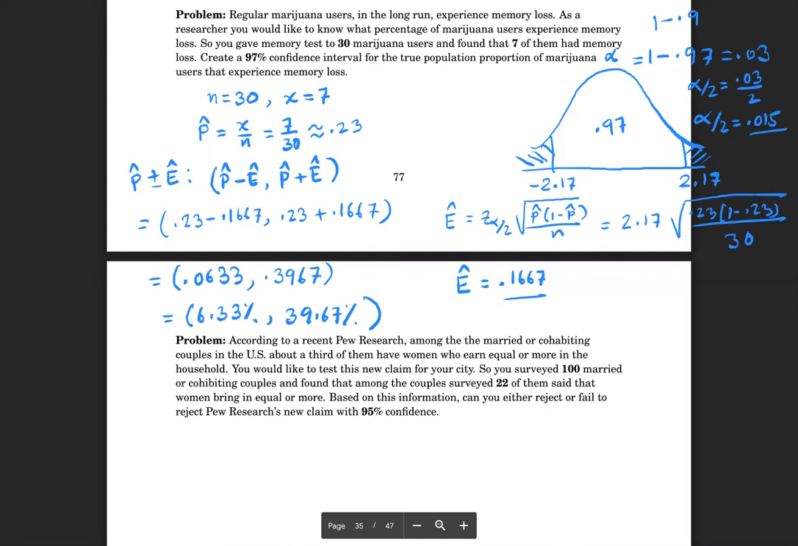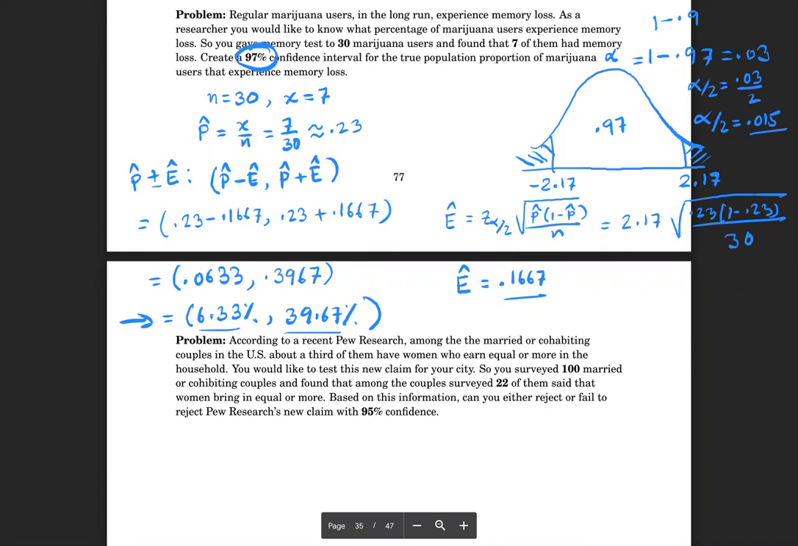We are 97% confident that the true proportion of marijuana users who experience some sort of memory issue, some sort of memory loss, falls between 6.33% and 39.67%. That's a pretty big range, by the way. The reason for this is that our confidence level has to be higher. Our confidence level is very high.